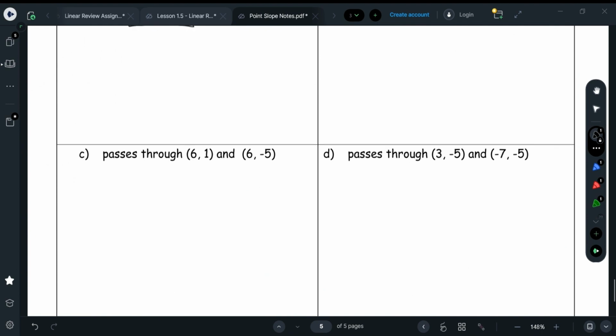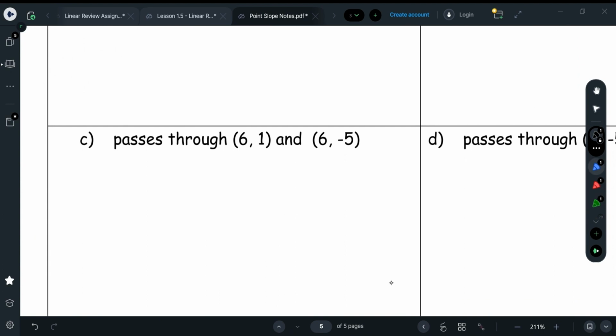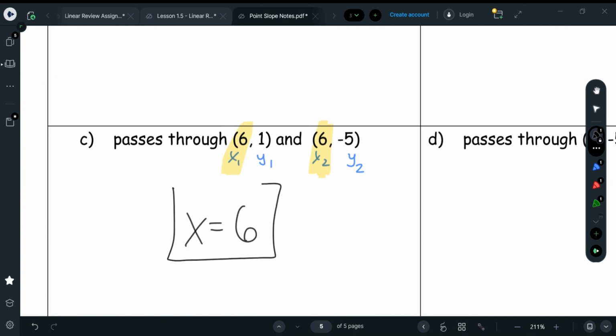Okay, let's come down here, figure out an equation for these. For part C, it passes through these 2 points. Now, let's go ahead and label this. This will be x1, y1. This will be x2, y2. Which coordinate is not changing? You guys see it? X value is 6 here and also here. So the x value is not changing. X value is staying 6. That means the equation of this line is x equals 6. And that's basically a vertical line going straight up and down through the x-axis at 6.